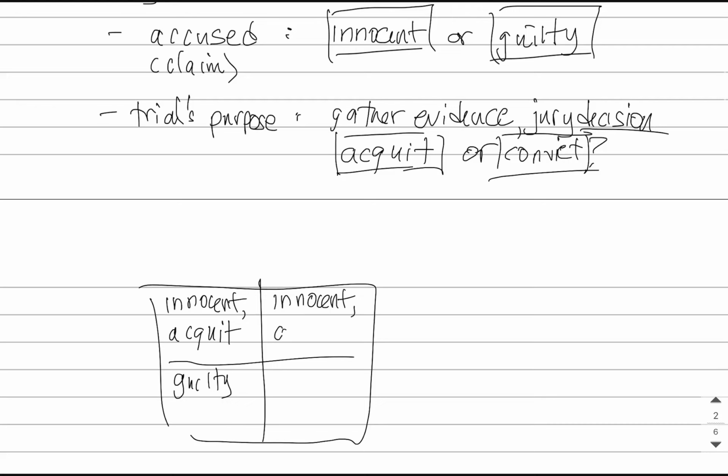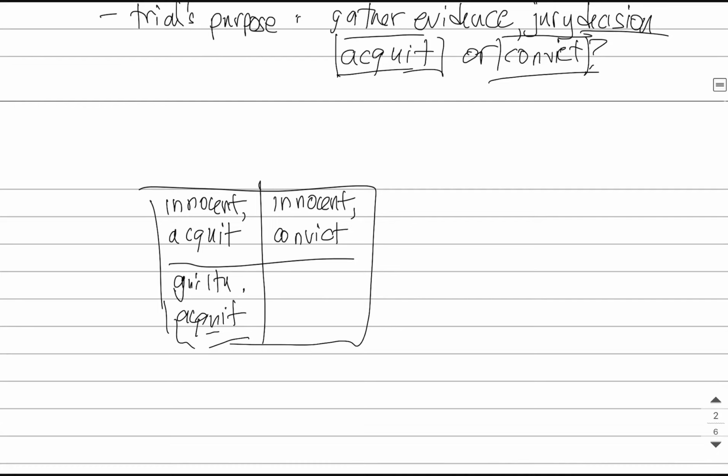They could be innocent, but you could make the wrong decision and convict them. Now, the person could be guilty, and you could again make the wrong decision and say they're innocent, acquit them of the crime. So again, the only action you can take is to make a decision about what to do. And then finally, they could be guilty, and you could see the evidence and decide to correctly convict them.